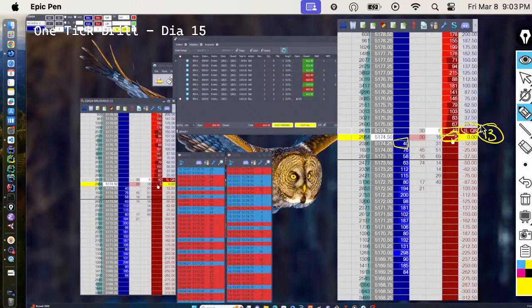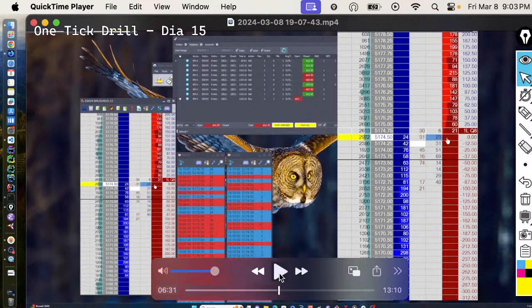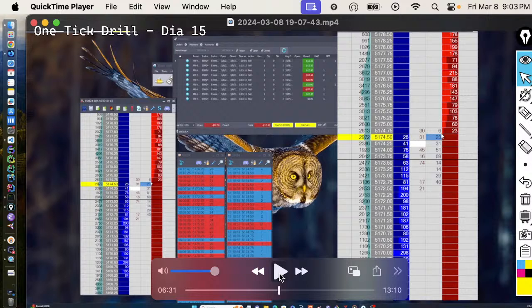So what I'm looking for now is if a bunch of orders, at least 13 or so, enter here, then I can get out. If not, if this one keeps on getting heavier, then I'm in deep trouble. I need to exit. Let's see what happens. Okay, it's ticking up, and then I was able to exit.